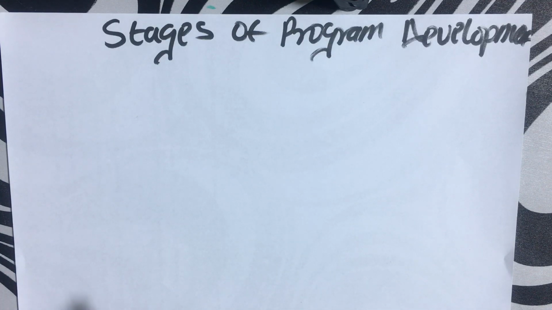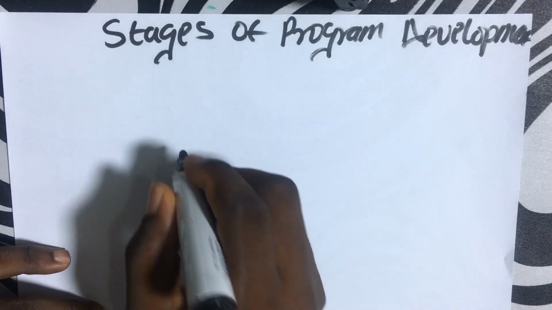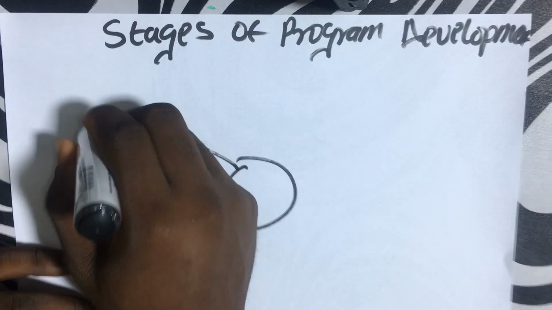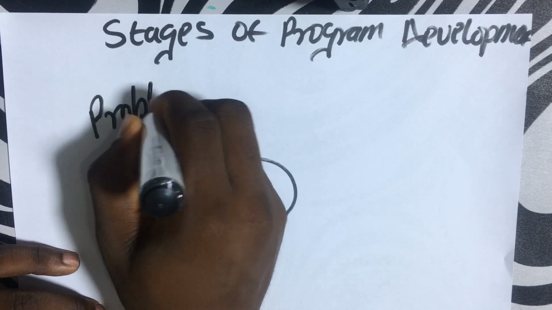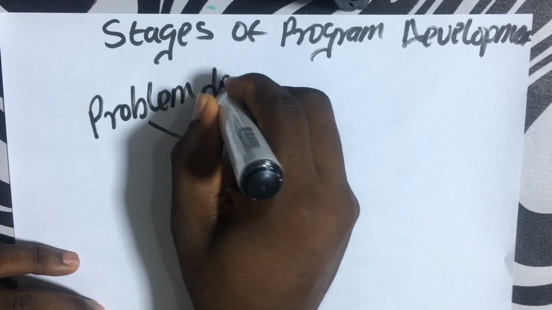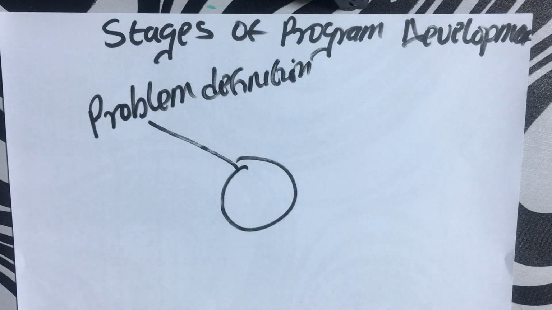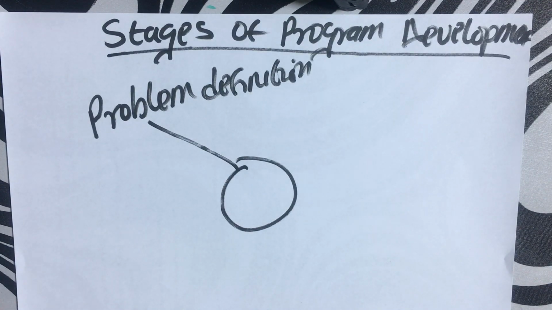Let's look at the stages of program development. We have the problem definition. In this stage of program development, the programmer tries to identify the problem he's trying to solve.